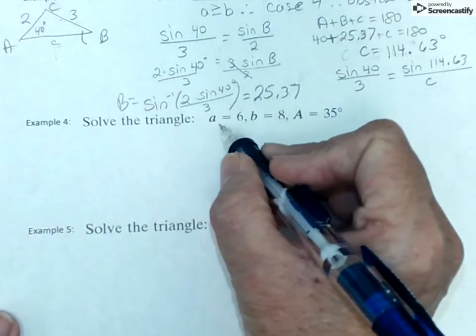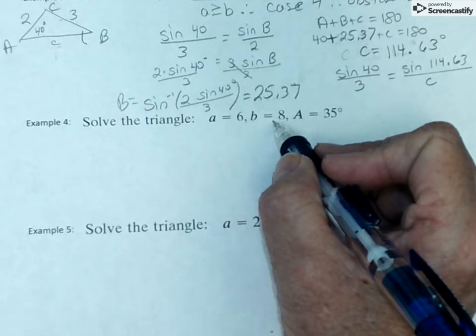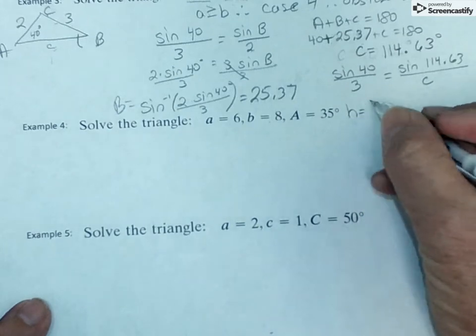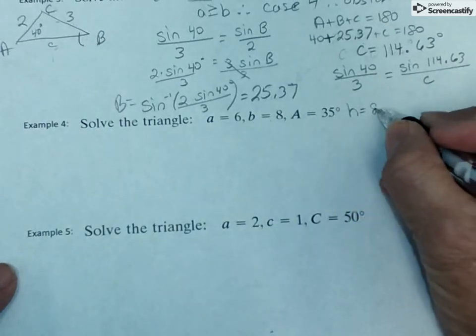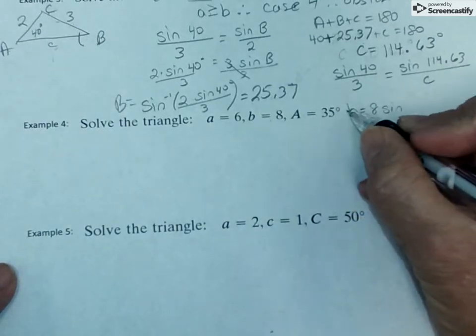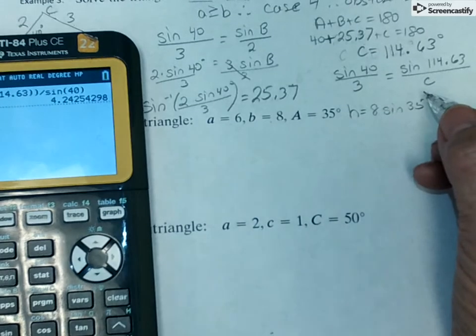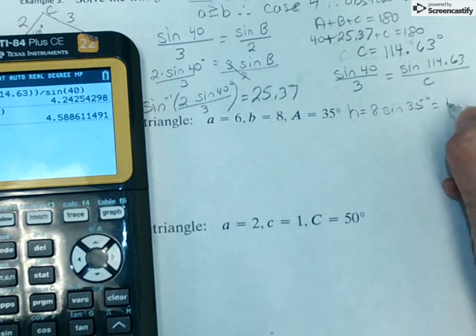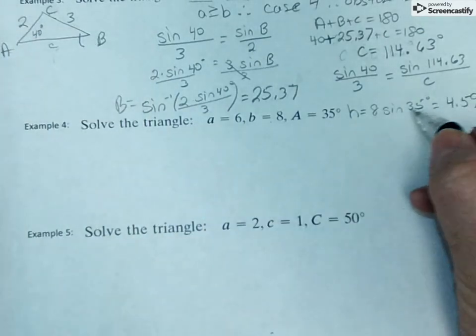So again, we've got to look: is a bigger than b? No, it's not. So if it's not bigger than b, I need to check and see what the height is. If you remember, height is equal to b times the sine of our angle. So b is 8, times the sine of 35. 8 sine of 35 gives me 4.59. So that's my height.